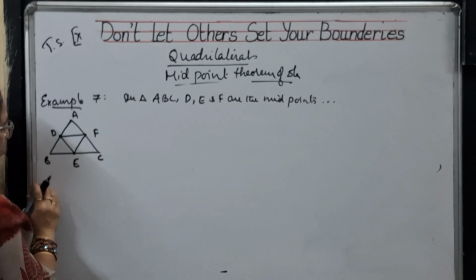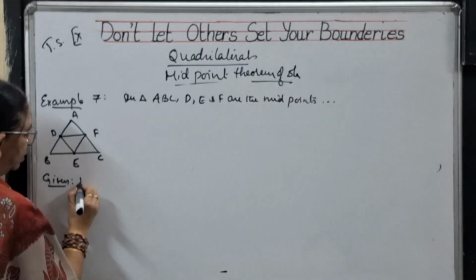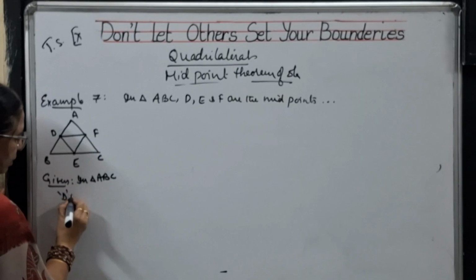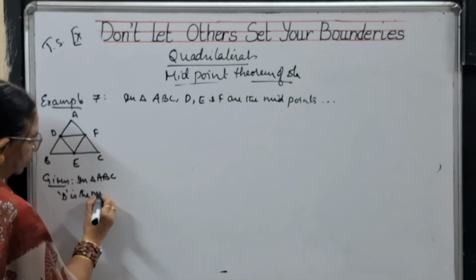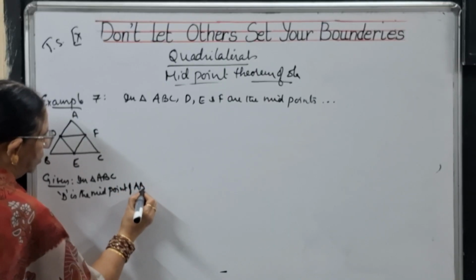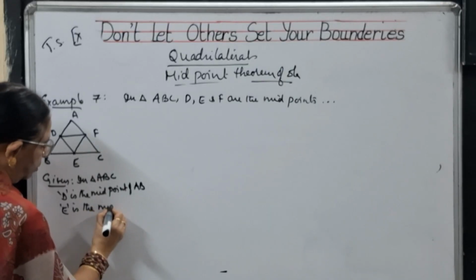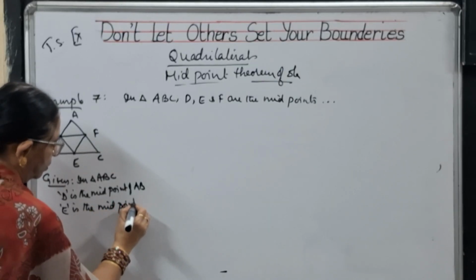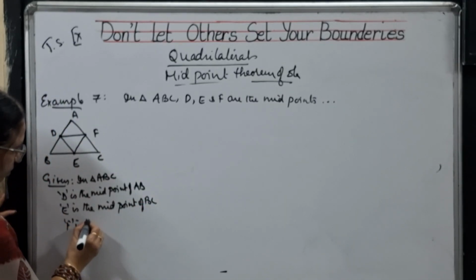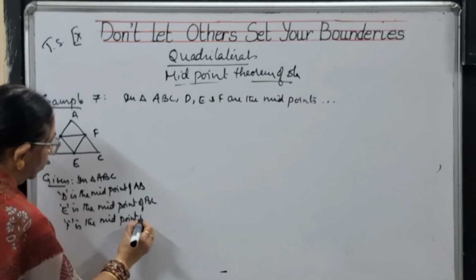Now, what is given to us? They have given that in triangle ABC, D is the midpoint of AB, E is the midpoint of BC, F is the midpoint of AC.